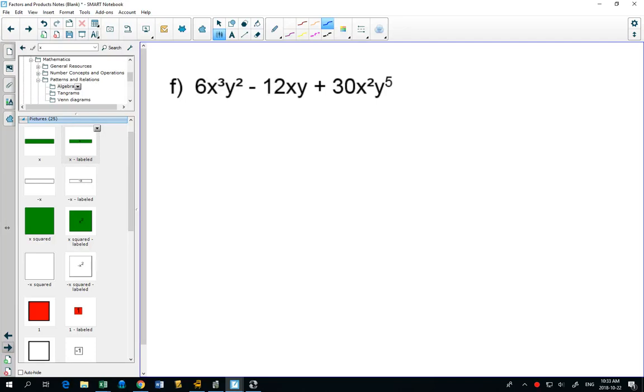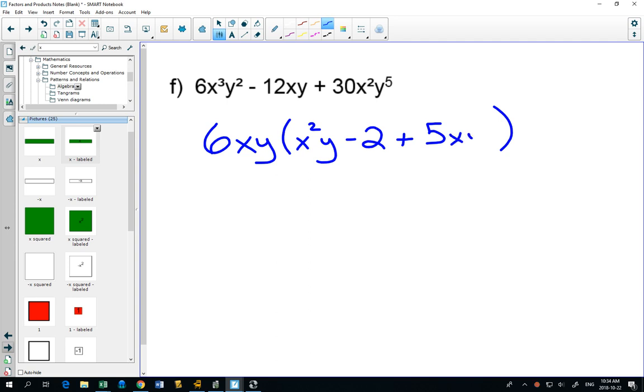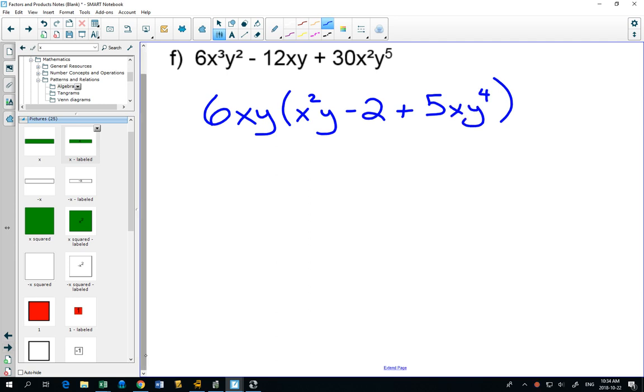Number in common? 6. Variables in common, we have 1 X in each of them. We have 1 Y in each of them. So what am I left with? I'm left with 2 X's and 1 Y in the first one. Minus 2, that's all for the second one, plus 5, 1 more X, 4 more Y's.